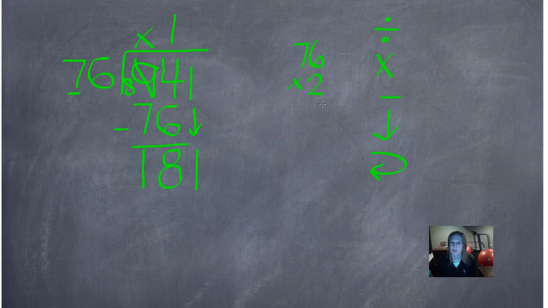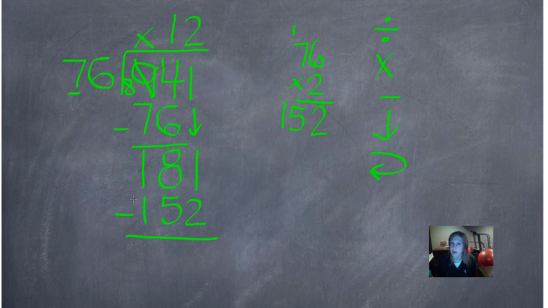We'll multiply 2 times the number we actually have here, our divisor. 2 times 6 is 12, carry the 1. 2 times 7 is 14 plus 1 is 15. That works, so I'm going to write that below it, and we'll write the 2 up here above the 1. And so then we just multiply. 2 times 76 is 152.